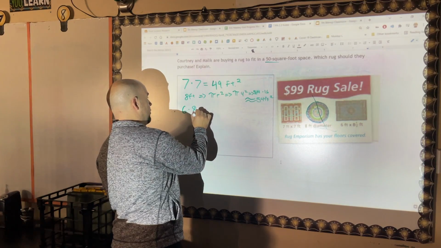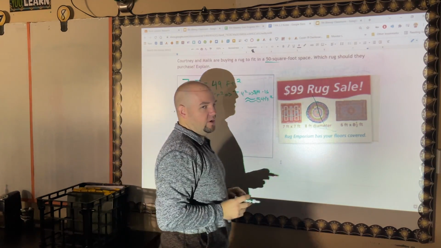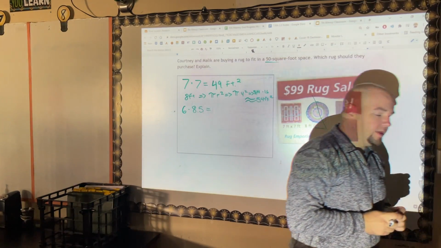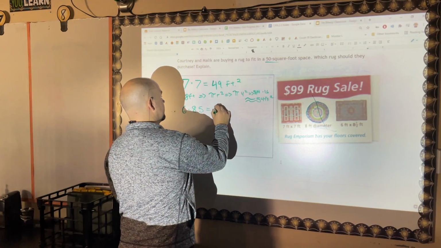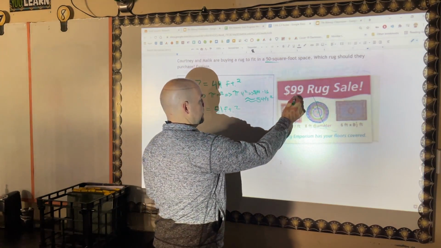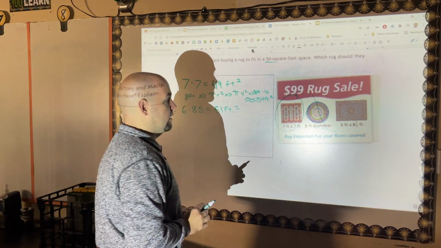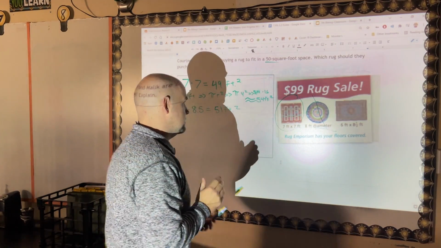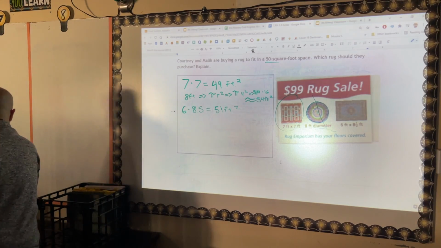The last rug is 6 by 8.5. I've already done the calculation here. I wrote it out. That comes out to 51 feet squared. So which of these rugs should we get? We should buy the square one, not the rectangular one, to fit the bill there.